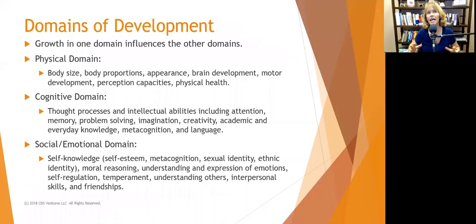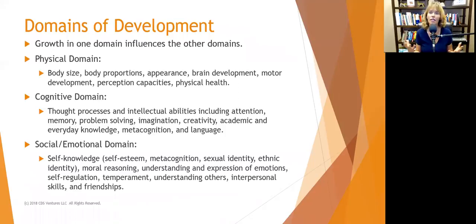So we're going to look at their domains of development, because growth in one domain influences all the other domains. Think about kids that you've worked with, or kids that you know, or kids that you have. When children go through a physical growth spurt, how does it affect them cognitively? How does that affect them emotionally? A lot of times you're going to see children who are more emotional, more reactive, maybe have difficulty concentrating, be more in a fog.